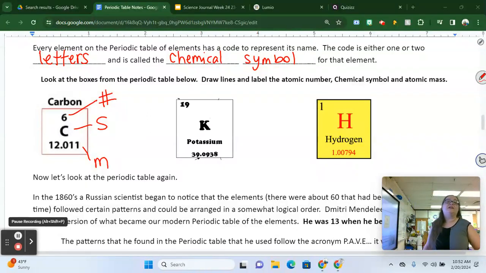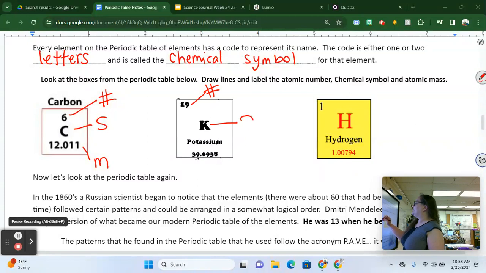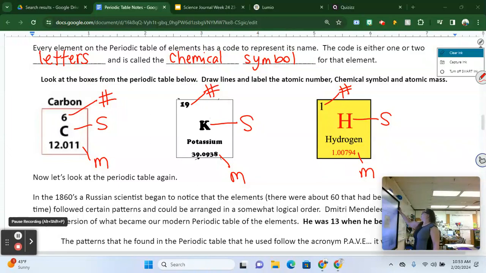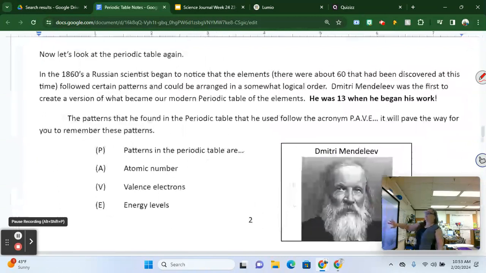If you're doing it digitally, you can either open this up in Camtasia or just add lines and then add text. Pause. Okay. All right, welcome back. Here we go. Yep, this is the number. This is the symbol. That's the mass. That's the number. That's the symbol. That's the mass. Got it? Good. All right. Now we're going to look at the periodic table again.